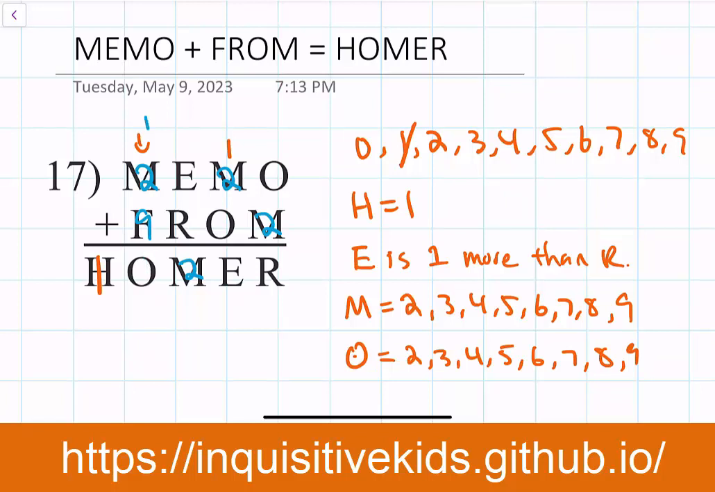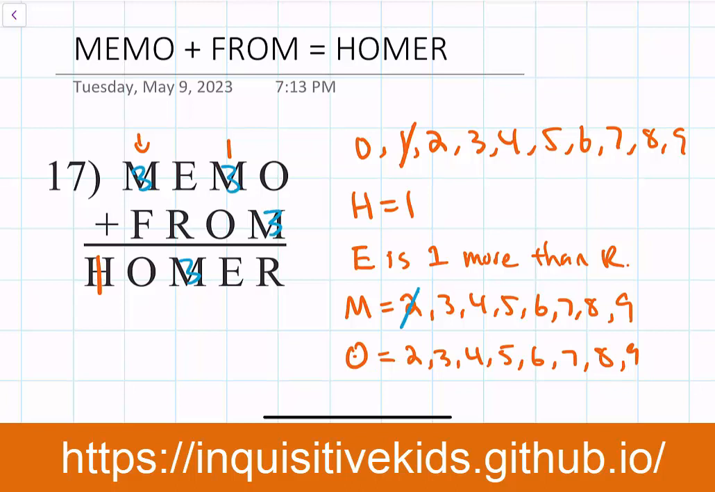What if we carried a 1 over here? So 1 plus 2 would give us 3. 3 plus 9 would give us 12. But O and M cannot be 2 at the same time. So no matter what, M cannot equal 2. And we can move on to M equals 3.